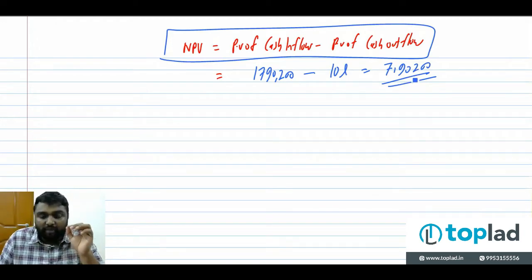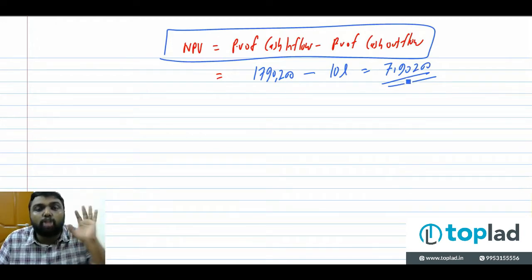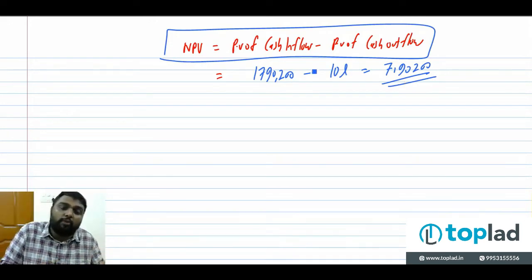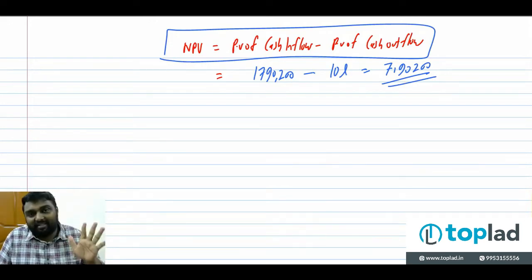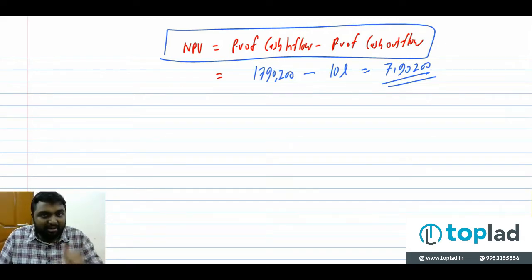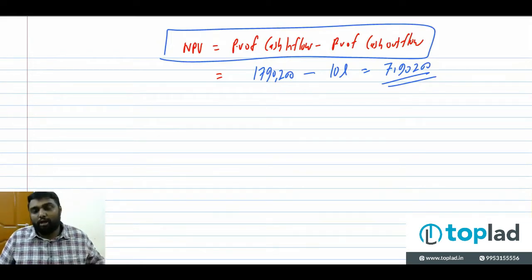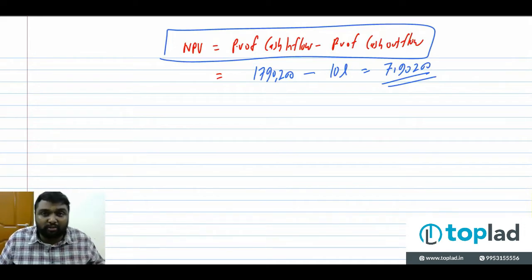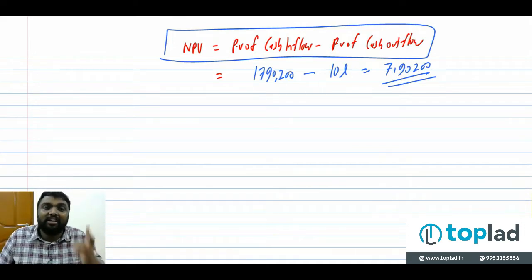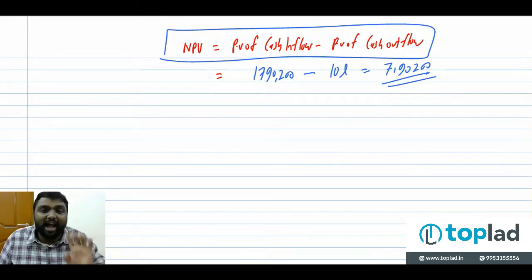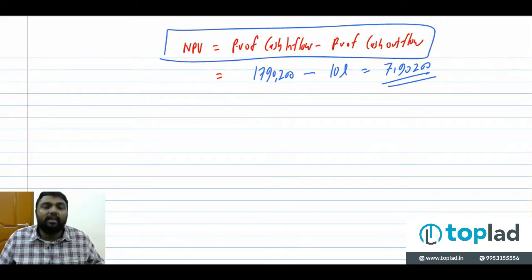Decision criteria under NPV: if NPV is positive, meaning inflow is more than outflow, accept. If NPV is negative, reject. If there are two projects with everything else the same, then the higher the NPV, the better the option. For two mutually exclusive projects, meaning we can select only one of them, the higher one will be best. So this is what is called NPV.